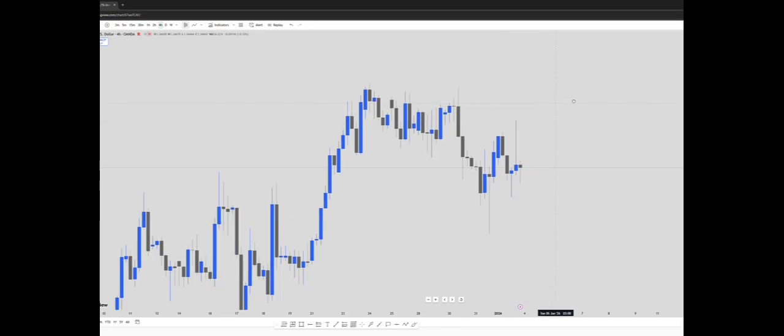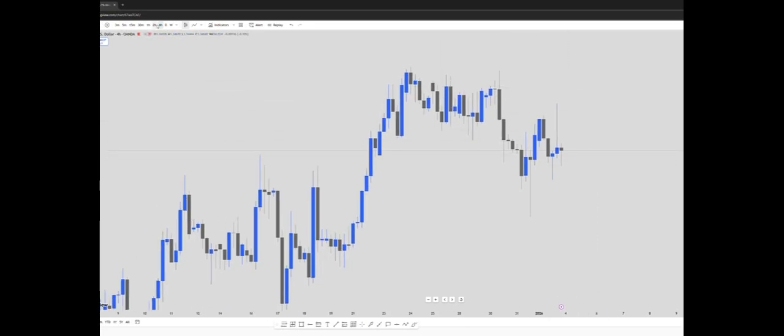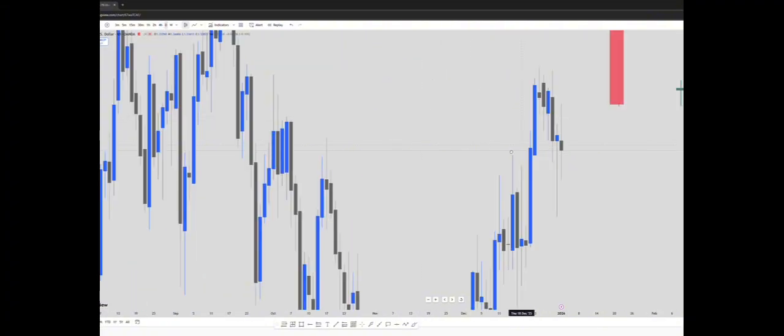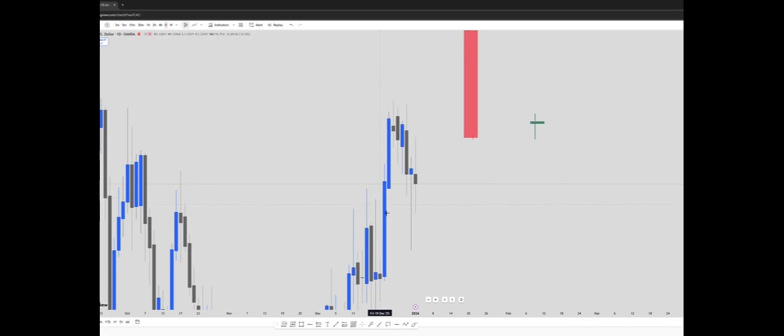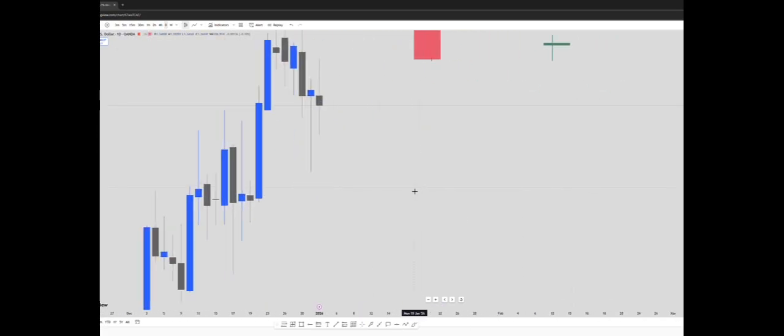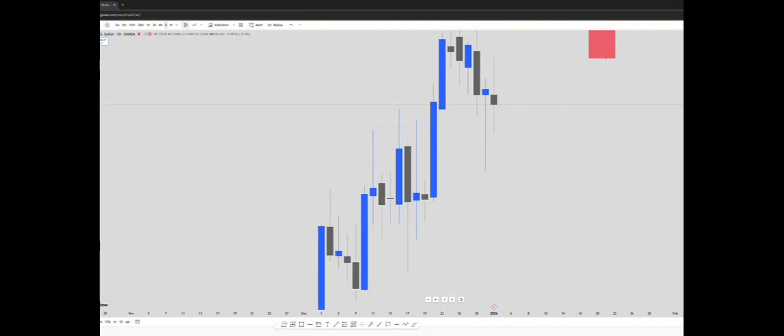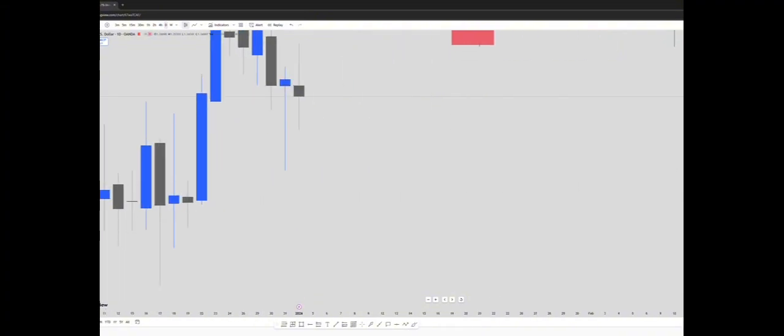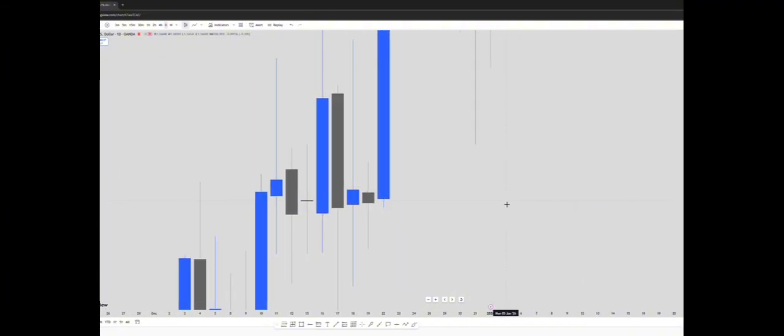Now, I want you to bear in mind that this is a 4-hour candlestick, meaning that it took each of these candlesticks 4 hours to form. So if I put it in one day, it means it took each of these candlesticks a day to form. So let's look at this particular candlestick and use it to illustrate.